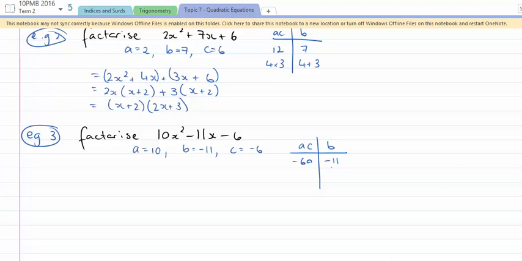So for 60, we can use 15 times 4. But it won't just be 15, it'll be negative 15. So negative 15 times 4, and that gives us negative 60. Now negative 15 plus 4 gives us the negative 11 that we're looking for. So now we can break the trinomial into its 4 terms.